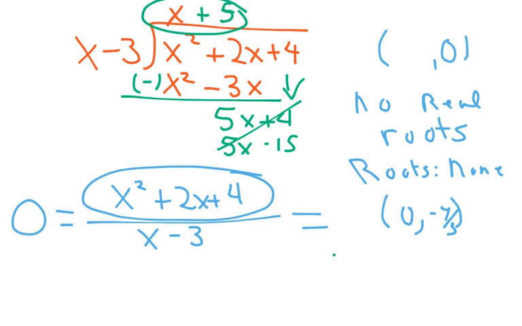I'll do a quick graph here of what this looks like. I do have a vertical asymptote at x equals 3. So we got a vertical asymptote at x equals 3. I have an oblique asymptote at y equals x plus 5. So I'm going to go 1, 2, 3, 4, 5, and that's going to go here. The slope is 1, so that's just a little oblique asymptote.